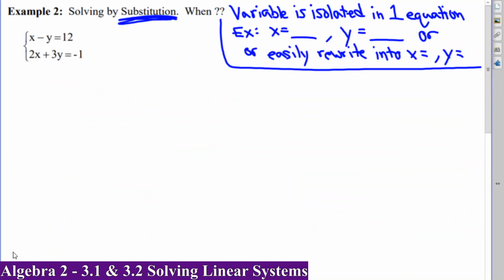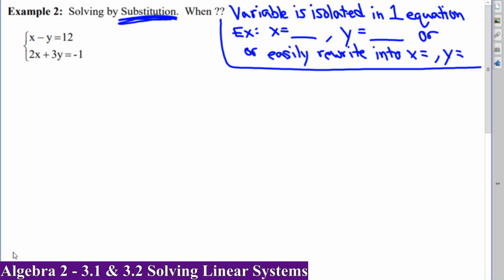Okay, substitution. There's certain times when we want to use it. At some point, you guys are going to have to make those decisions. When is it probably a good time to use substitution instead of graphing or elimination? More often than not, it's if we see that one of the variables is isolated. It doesn't matter whether it's in the first equation or the second. If we see one that's by itself, then we probably want to use substitution.